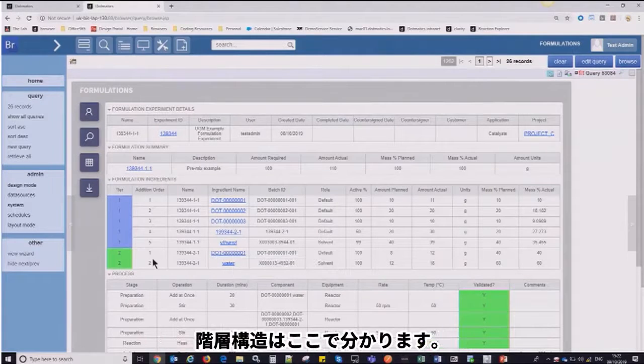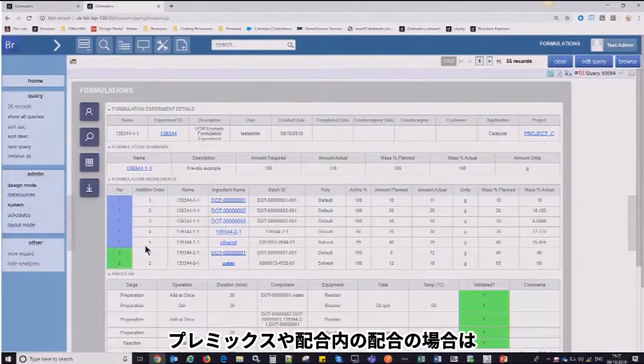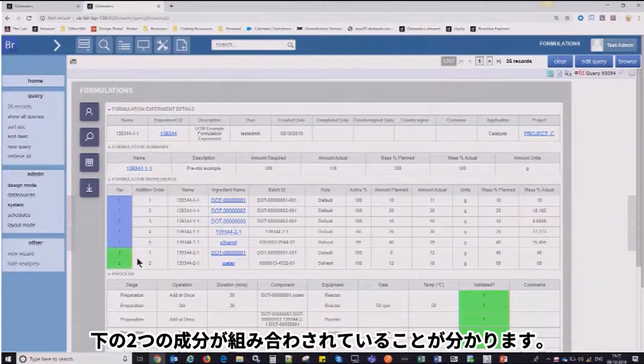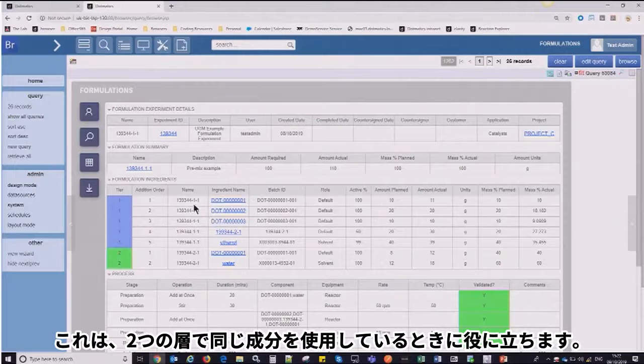And we've got a really nice representation here of a tiered structure. So if you are using the concept of a premix or a formulation within a formulation, that's nicely highlighted here in this particular example, where you can see the two ingredients at the bottom. This is really nicely demonstrated when you're using the same ingredient in two tiers.